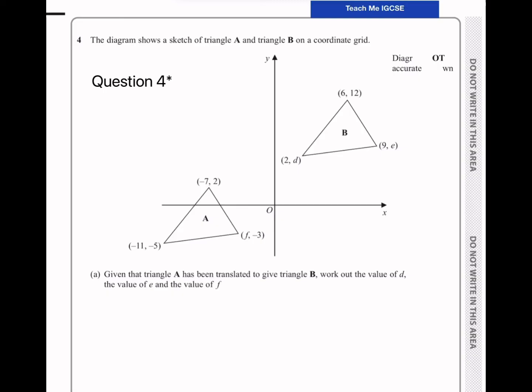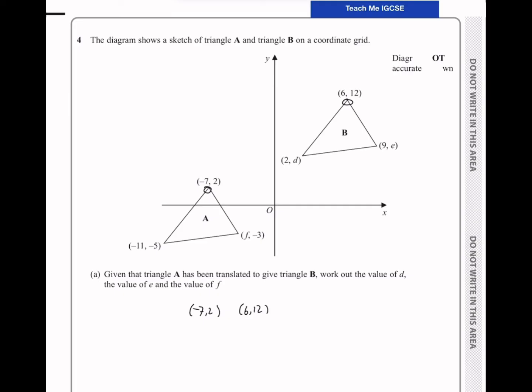Question 3. The diagram shows a sketch of triangle A and triangle B on a coordinate grid. Given that triangle A has been translated to give triangle B, work out the value of D, the value of E, and the value of F. I've circled here the only 2 points for which we have the full information. We have both the x and y values before and after the translation. So if we write it down: -7, 2, 6, and 12.